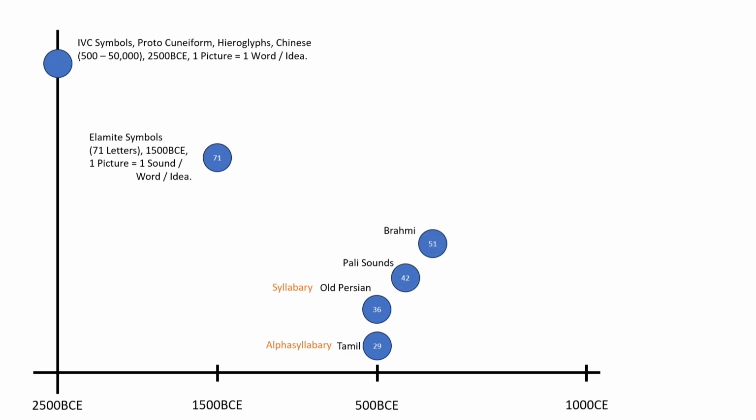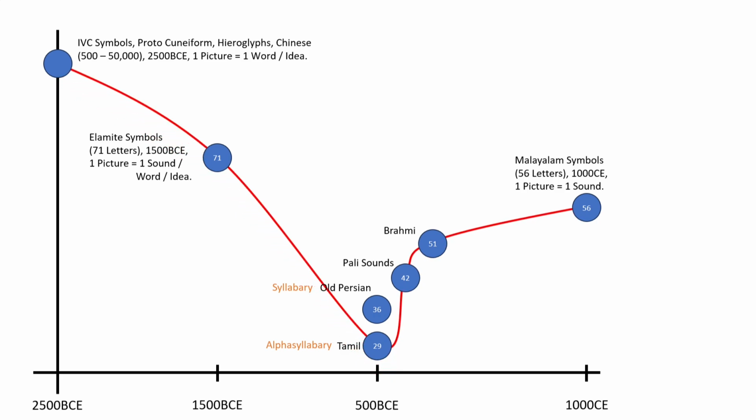So after Tamil and Old Persian, we find Pali and Brahmi. Pali has 42 letters, Brahmi has 51. And then ultimately in the Indian concept, we find Malayalam, which has 56 letters and most of the sounds. In this case, one picture stands for one sound or one syllable. Actually it has one picture for a sound also, and one picture for a phoneme also. That's how alphasyllabaries work.